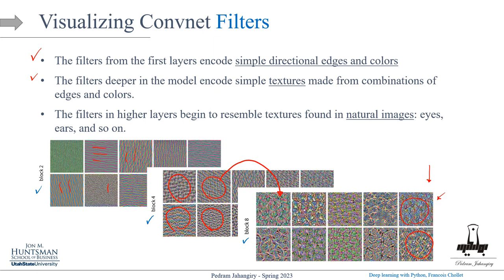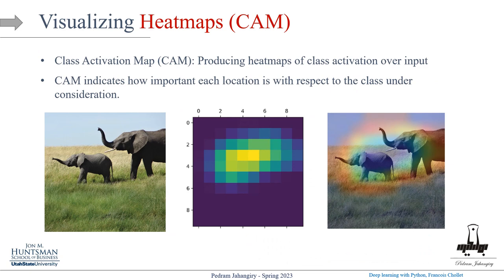Okay, now the last one is basically visualizing heat maps, or CAM, right? CAM stands for class activation map. And the idea is very simple. We just want to produce heat maps of class activations over inputs. So basically, CAM is going to indicate how important each location, each pixel, is with respect to the class under consideration.